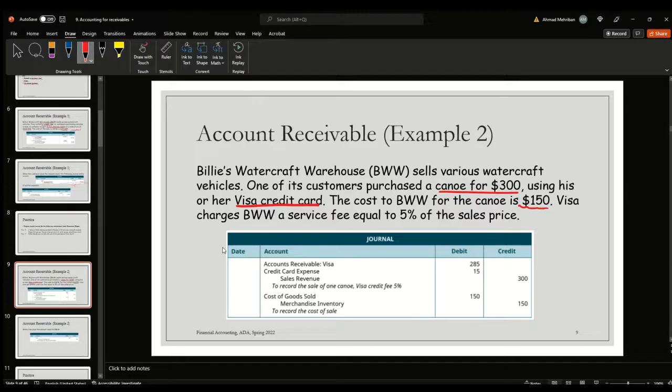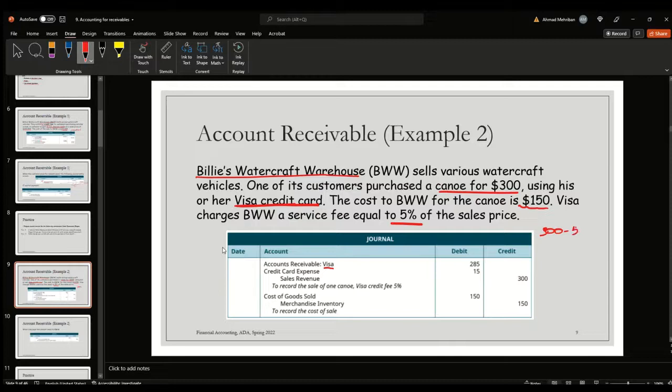Now Visa charges, again, don't forget the Visa credit card was used. The Visa charges this company, Billy's Watercraft Warehouse, 5% of the sales price. So what happens here specifically is that as a customer, we have a possibility to use our Visa card. In that case, the company, Billy's Watercraft Warehouse, is going to record the accounts receivable, not the full $300, but $300 minus that 5%.